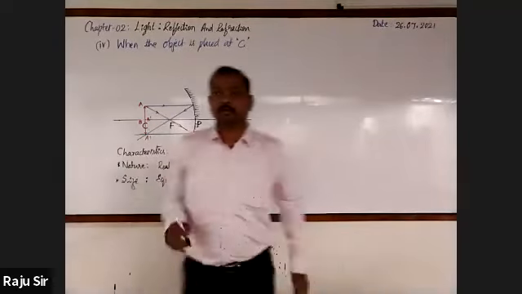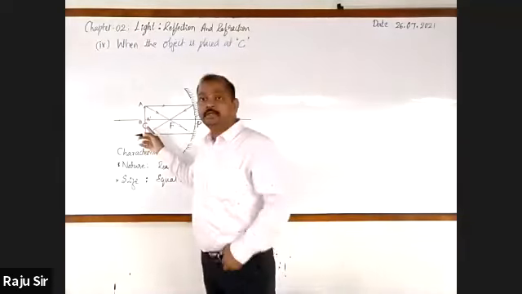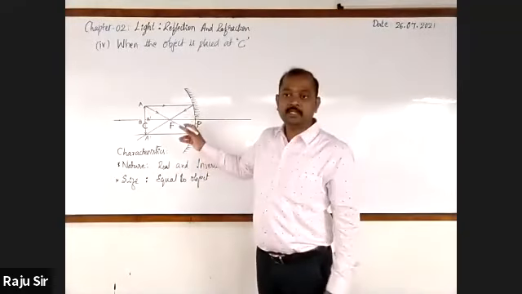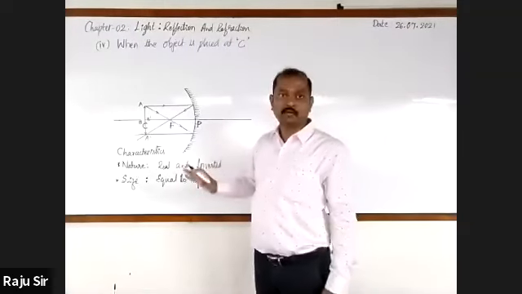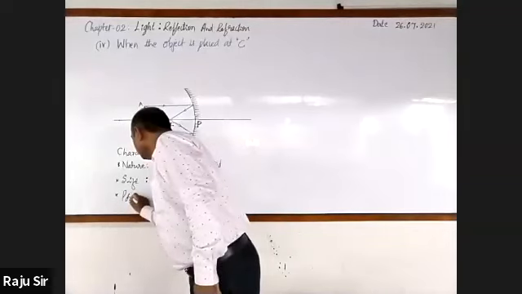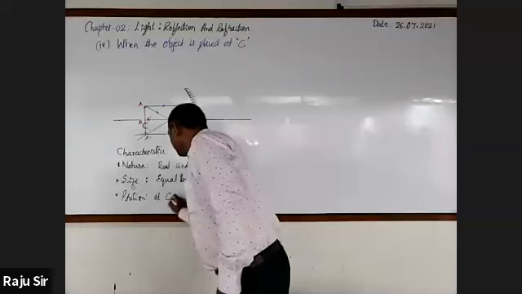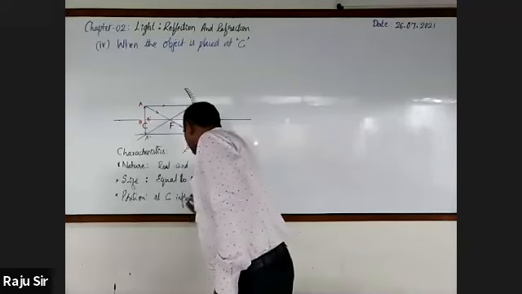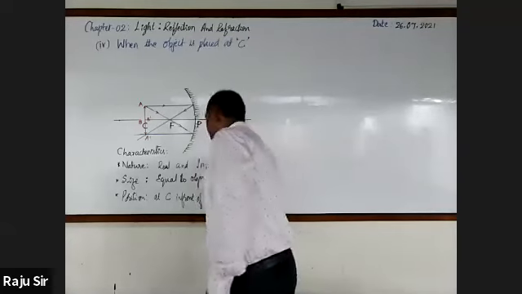Position. Where is the position? Formed at C. The image is formed at the center of curvature in front of the mirror. Right. Position: at C, in front of the mirror.